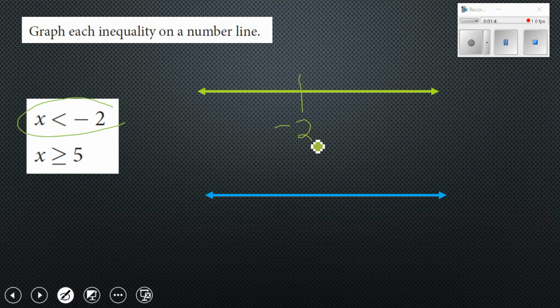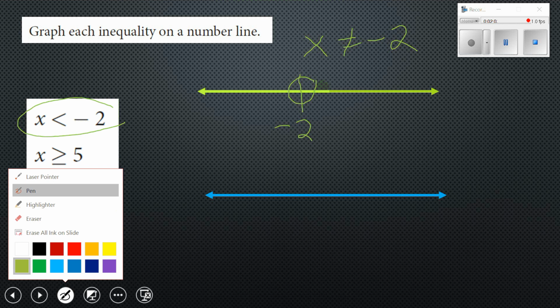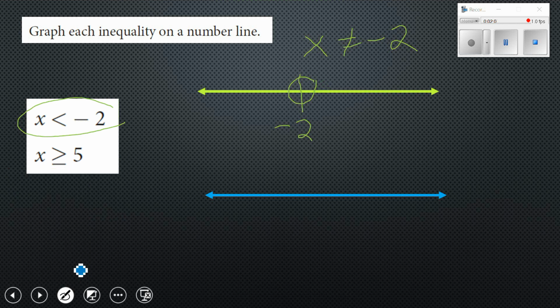The bigger idea is, do we use an open circle or a closed circle? And since this value is only less than negative 2, so it's not equal to negative 2, we're going to use an open dot here. And so that open dot indicates that we're not going to include negative 2. And always remember that because there is less stuff for the less than symbol compared to if it had an equal sign, the open dot is also less stuff. So less stuff means open dot.